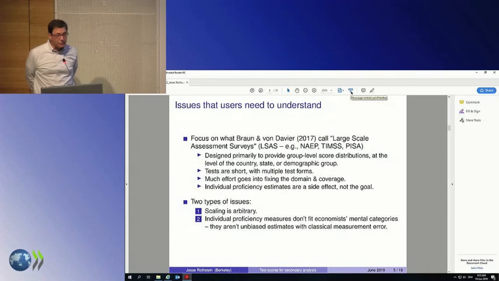These tests are typically fairly short because they're separate from the regular educational process and they're used for research. We don't want to take too long, and so we have a limited number of items for each student.